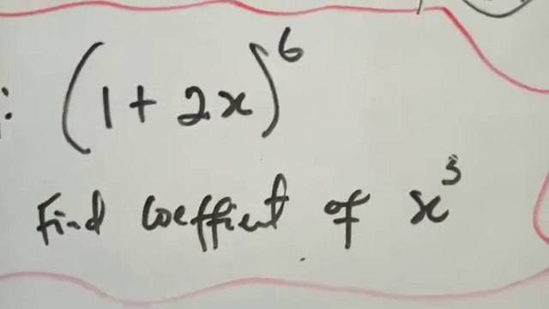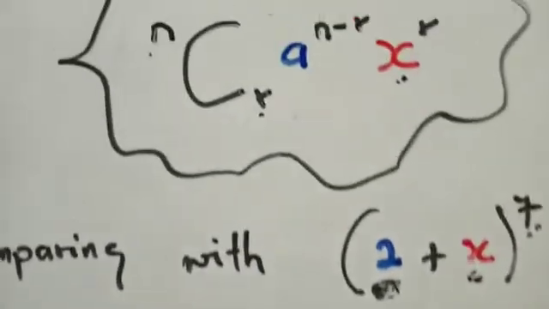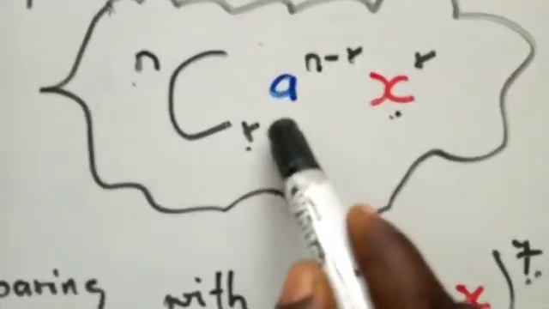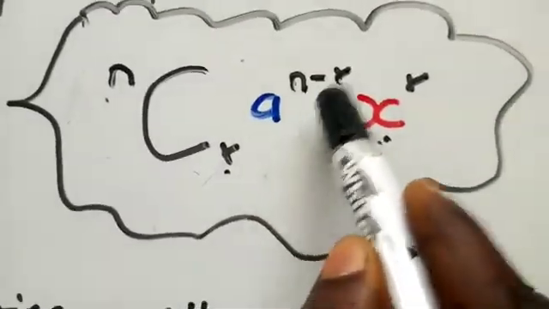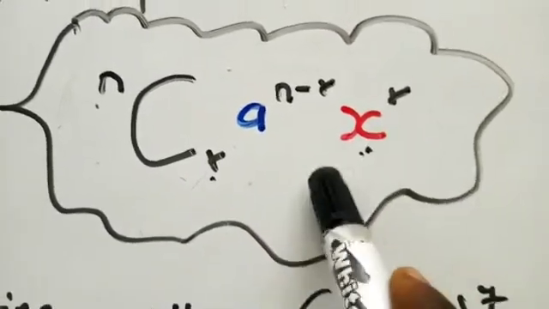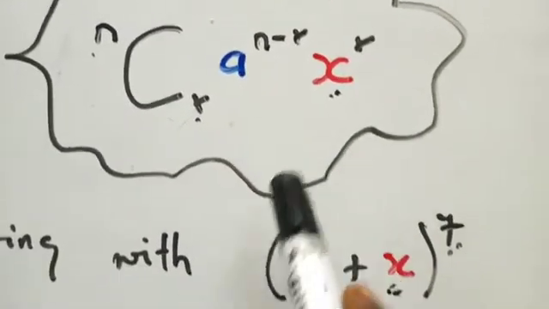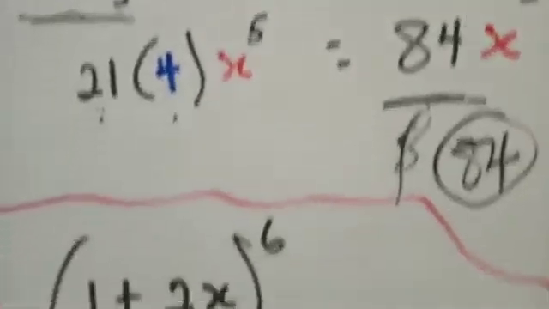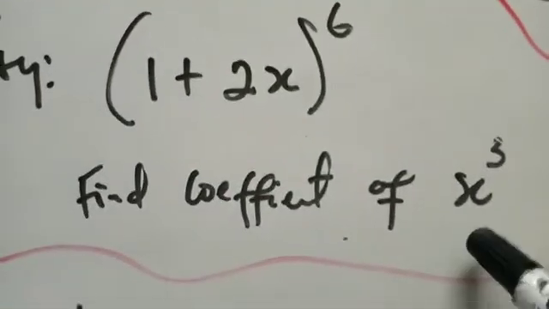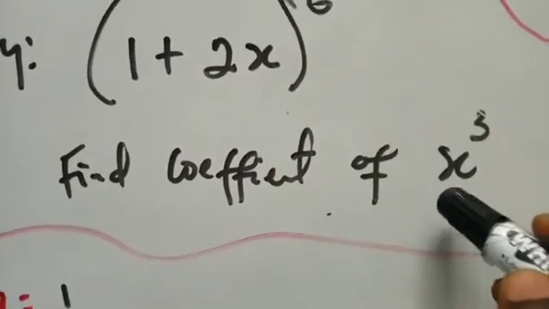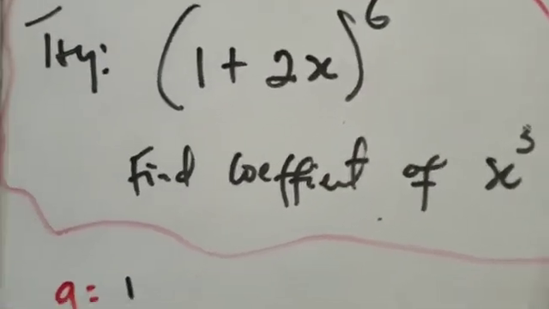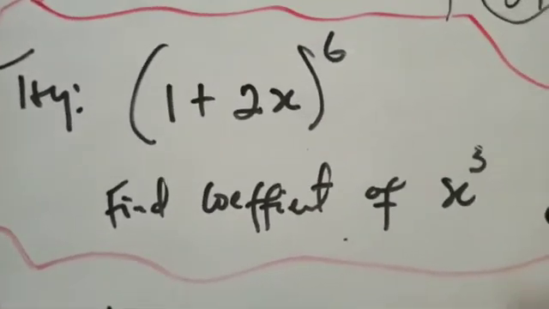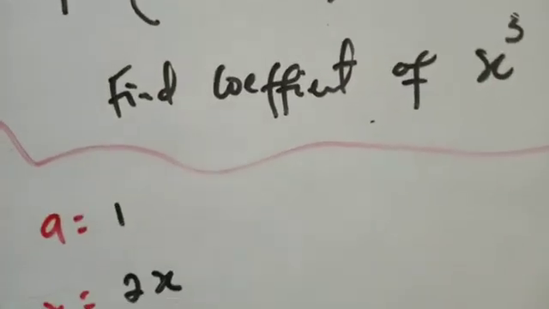So with the use of that tool, this is a simple tool. This is what you have to use: n combination r, a exponent of n minus r, x exponent of r. You must know this in order to find the coefficients of whatever they're asking you to find. So in this case, they are asking you to find x exponent 3. You just need to gather the information. So what information are we gathering here?